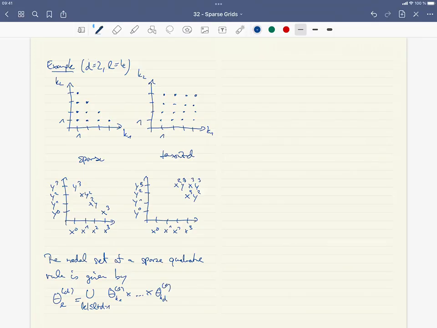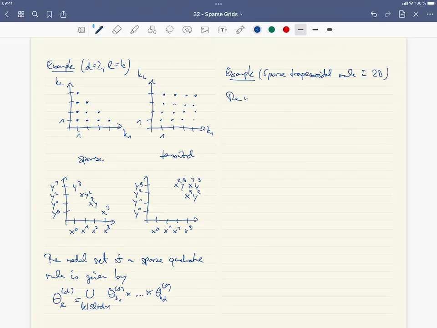And well, let's draw the sparse grids. So how do they look like? And we take the sparse trapezoidal rule in 2D again, because there we can draw something.